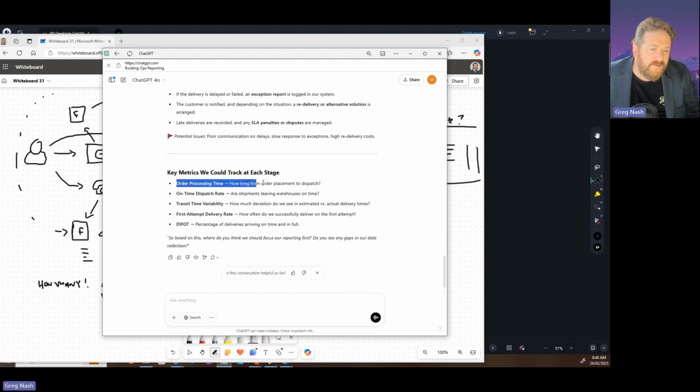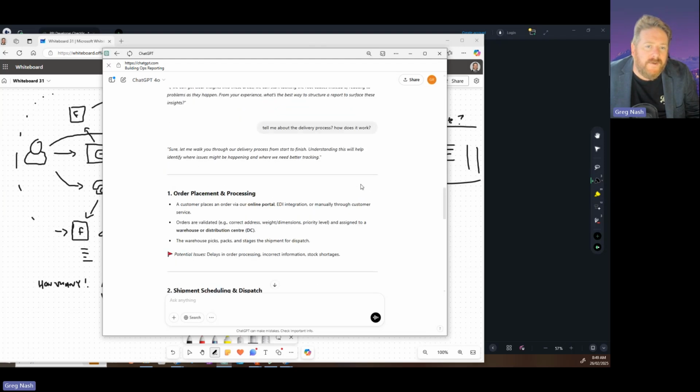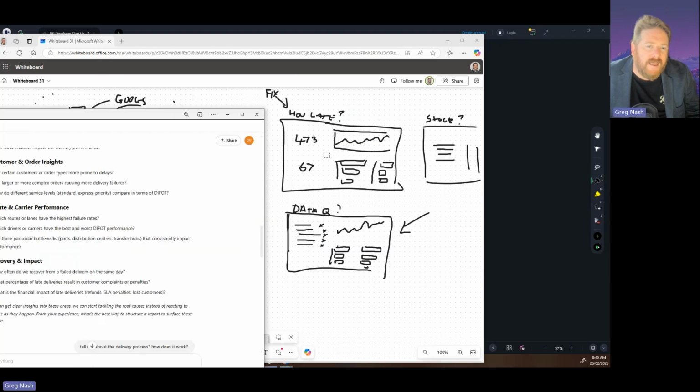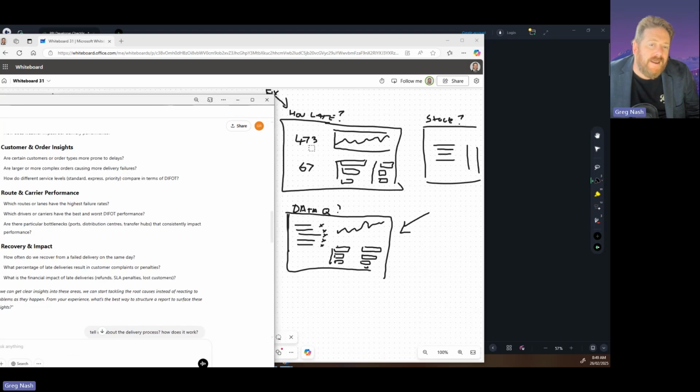Now we have a look. How long from order to dispatch? See, this is an interesting thing, right? So then they say, can you give us order processing time? How long from order to dispatch? So that we can fix the how late is our order problem, right? But how long from order to dispatch doesn't tell me how many late orders there are. What it tells me is the average time between orders and dispatch.